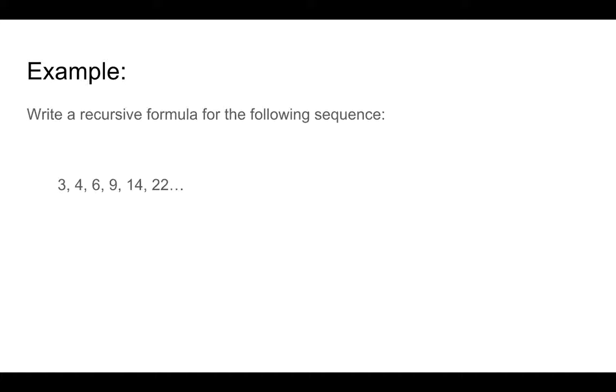Can I add the two numbers before, and is that going to do good things? It's close. 3 plus 4 is 7, that's almost 6. 4 plus 6 is 10, that's almost 9. 6 plus 9 is... And the good news is they're always 1 over. So we can say that t1 is 3, t2 is 4, and then tn is the two numbers before, subtract 1.